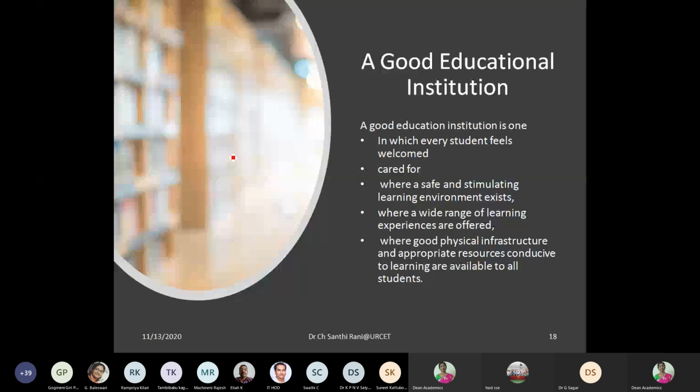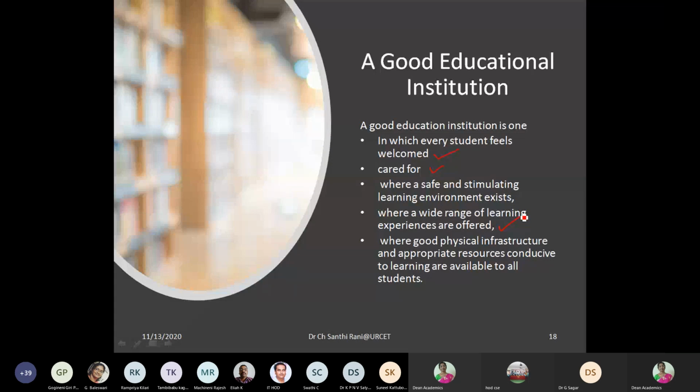According to NEP, and not only according to NEP, in general, what is a good educational institution? A good educational institution is one in which every student feels welcomed and cared for, where a safe and stimulating learning environment exists. A good educational institution is one where a wide range of learning experiences are offered, where good physical infrastructure is available to all the students.